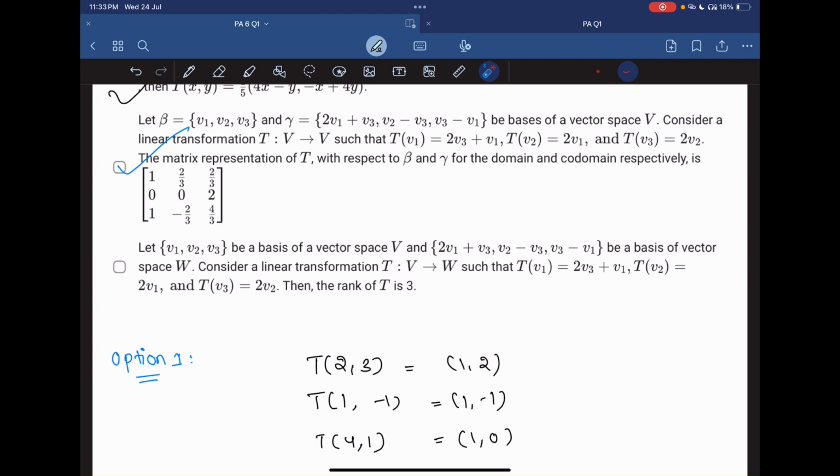I will be calculating determinant along this row expansion, minus 2 times (4 by 3 minus 2 by 3). So that is minus 4 by 3. So the determinant is non-zero, hence the matrix will have full rank. So the last option is also correct.